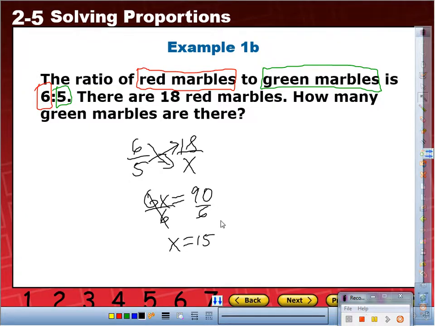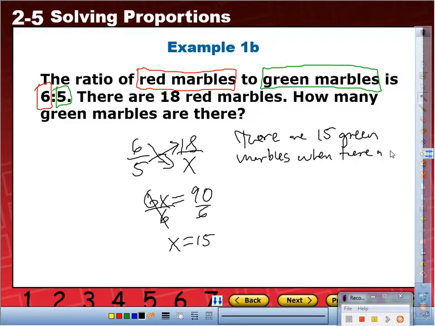However, are we done? No. There are 15 green marbles when there are 18 red marbles. Hands if you got something like that. Okay, good.